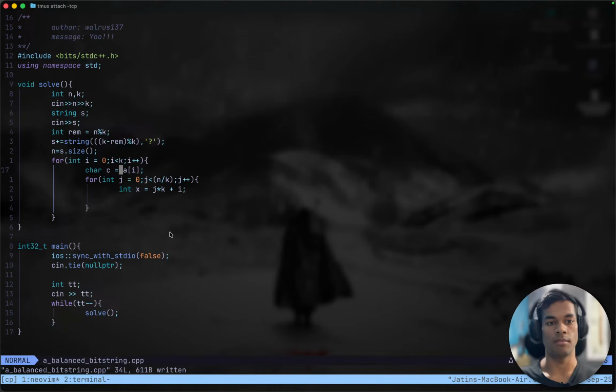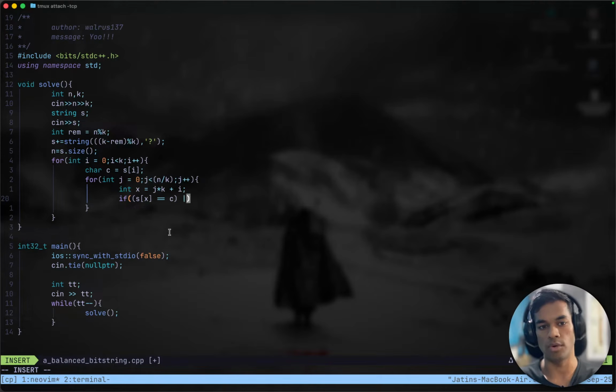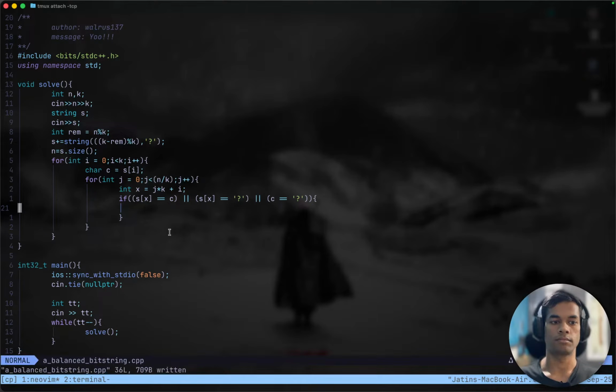And you might ask, what is a? A is nothing. It is s. Now, whatever character we are at, three things are possible: either s[i] equals the character that this current character is supposed to be equal to, or s[x] equals a question mark, so it can be changed and twisted to our will, or c itself equals a question mark, right? And if any of these things is true, then it is okay.